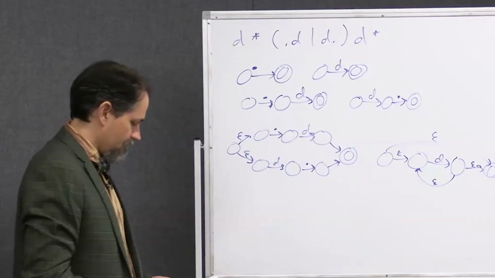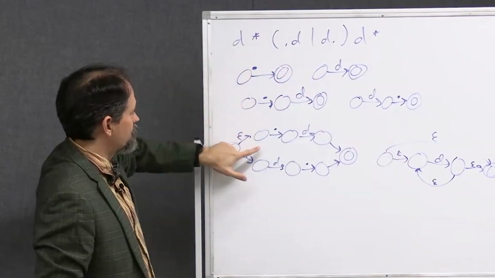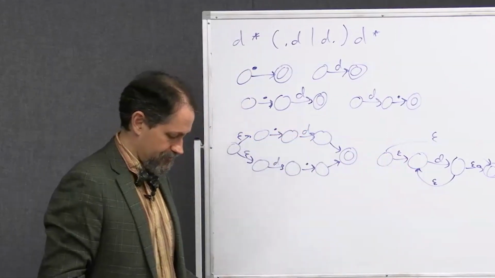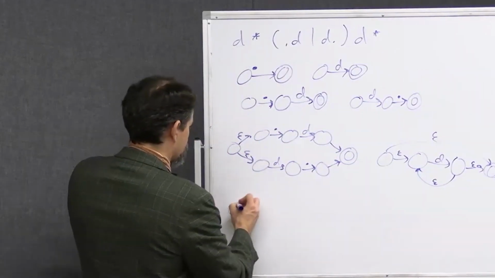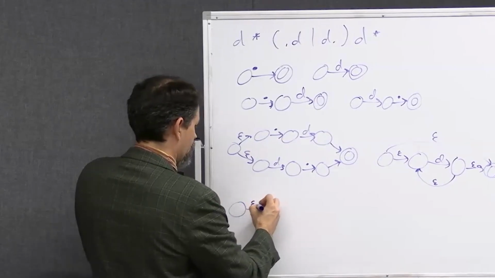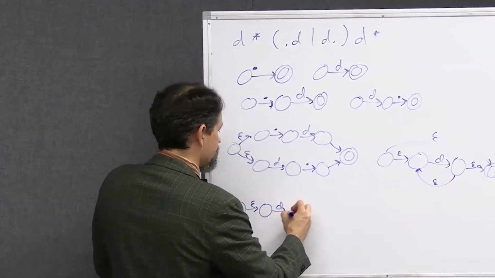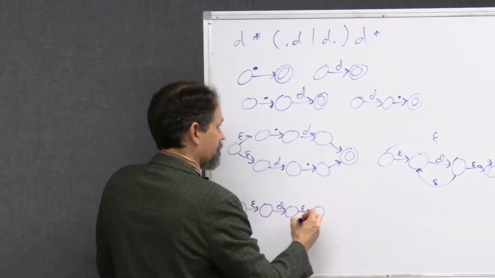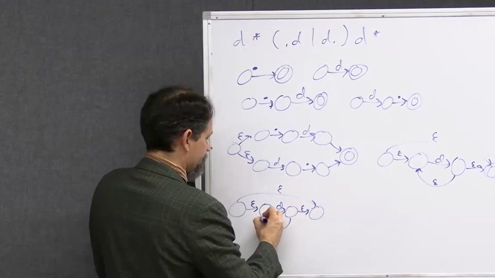So to finish everything, now we're just going to hook up a D star at the beginning to this dot D or D dot construction in the middle, and then another D star at the end. So we'll get the start state, epsilon to D, another epsilon, a way to skip, and a way to repeat.